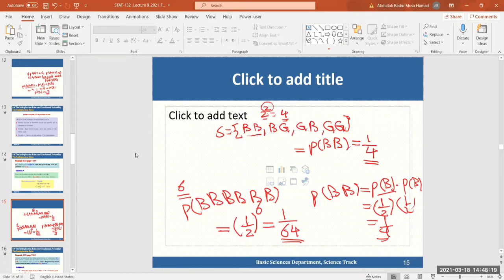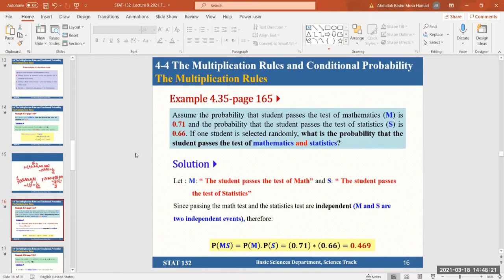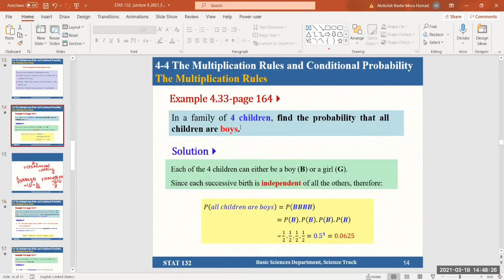Let's see now, maybe it is easy to understand with this example. A family consists of 4 children. Find the probability that all of them are boys, which is P of B and B and B and B equals P of B multiplied by P of B multiplied by P of B multiplied by P of B, equal to half power 4, which is 0.0625. Clear?